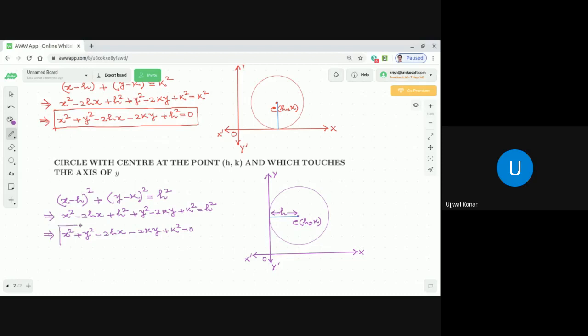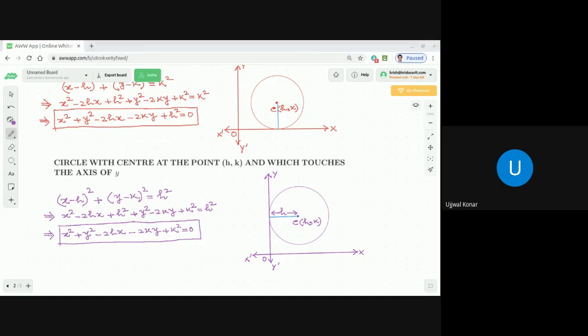This is the equation of the circle which touches the y-axis and has center at the point h comma k. So I hope it is very well understood.